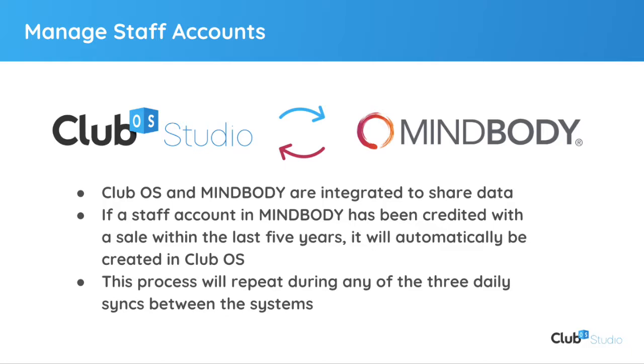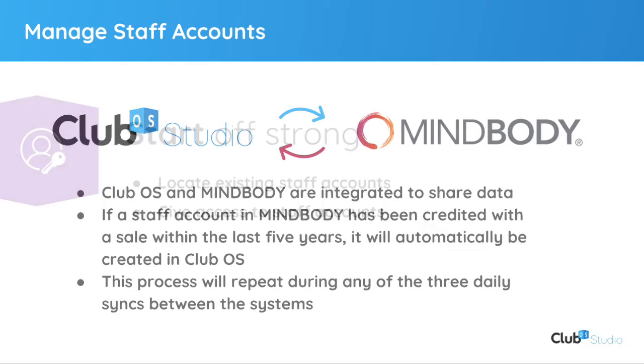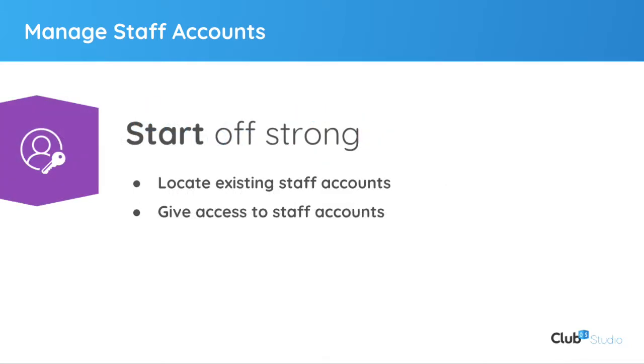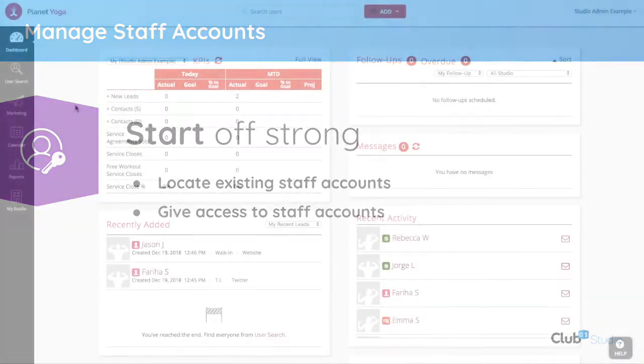That means, moving forward, you can enter new staff accounts into MBO, and as long as they are credited with a sale, the new account will be automatically created in ClubOS. This saves you and your staff from performing repetitive work. But how do you find your staff accounts in ClubOS? And how do you give your team access to their ClubOS accounts?